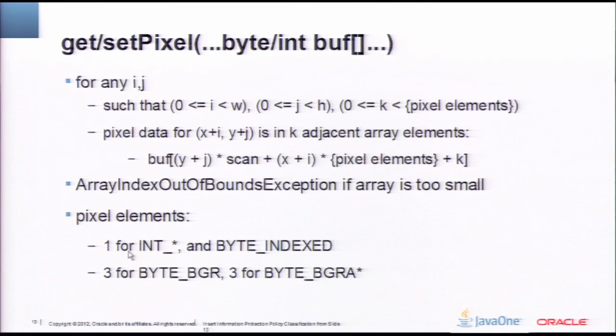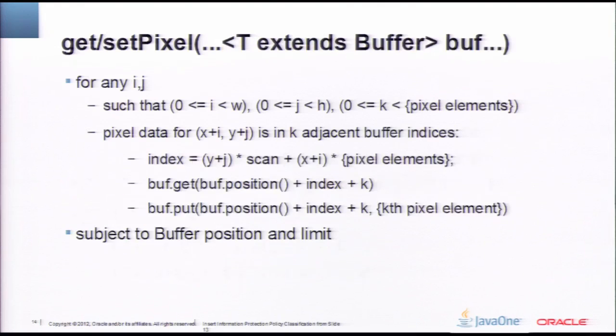The number of pixel elements should be relatively inherent if you know how to deal with the pixel format. If you don't know how to deal with the pixel format, you probably shouldn't be using these APIs, but there's one element for any of the int formats, and for the byte indexed format, that's also a 1 pixel element. Byte BGR is 3 pixel elements per pixel, and the byte BGRA full color byte version, oh shoot, that should say 4. It said 4 in an earlier version, but I did some editing. So I'll have to edit these slides after the fact, but obviously 4 bytes for byte BGRA types.